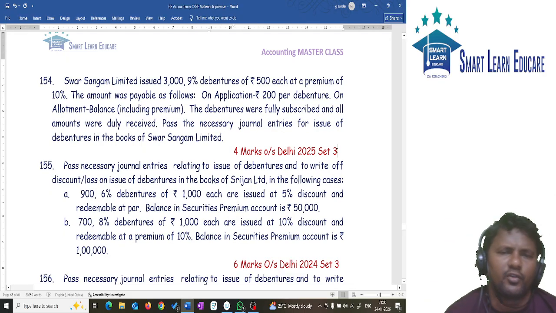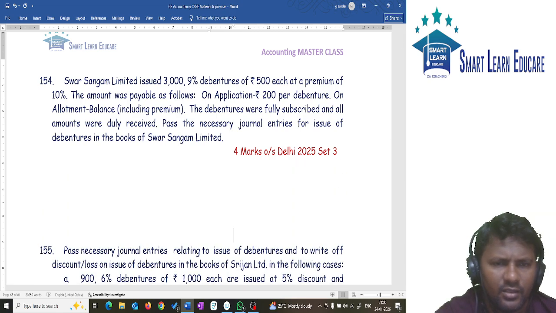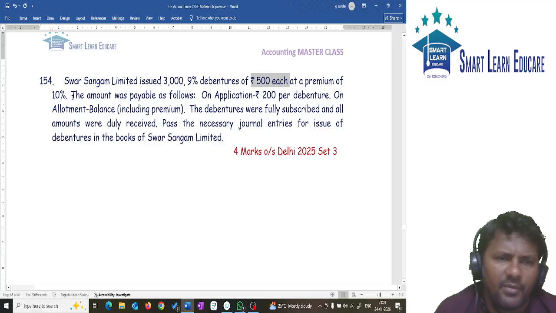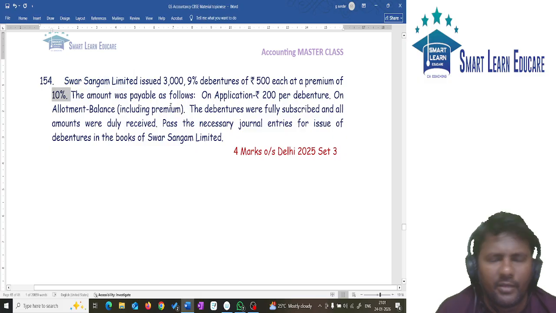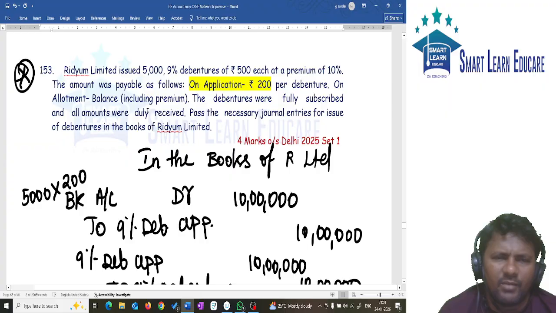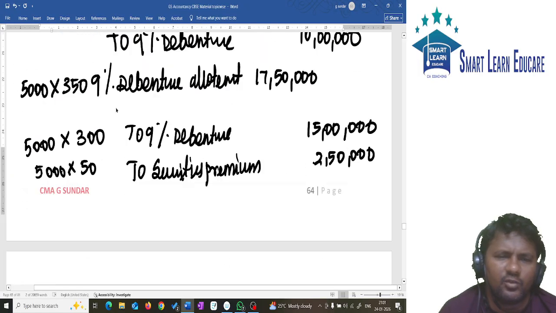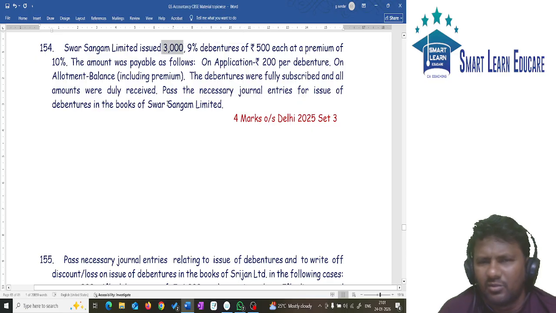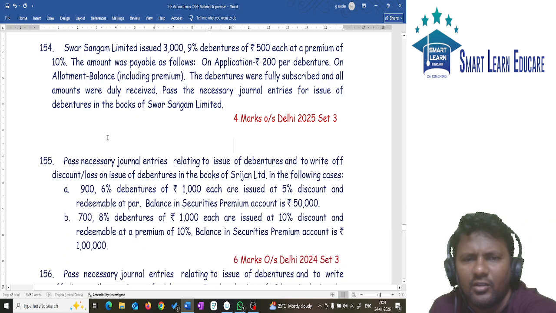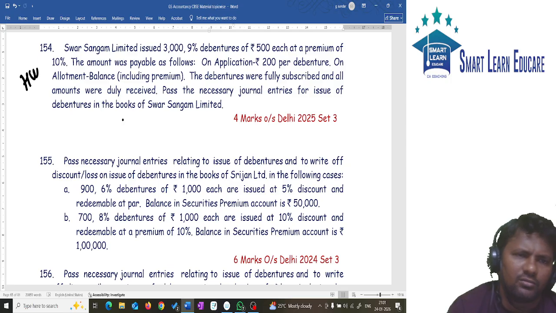Again, the same type of question, exactly the same. S Limited issued 3,000 9% debentures, the price is 500, and the premium is 10%. It is issued at a premium. Application 200 and balance on allotment, same as before: 550, with 200 on application and 350. Only the number of debentures has changed. In the earlier question it was 5,000, here it is 3,000. Only that has changed, so there is no value addition in solving these questions. So try it as homework.